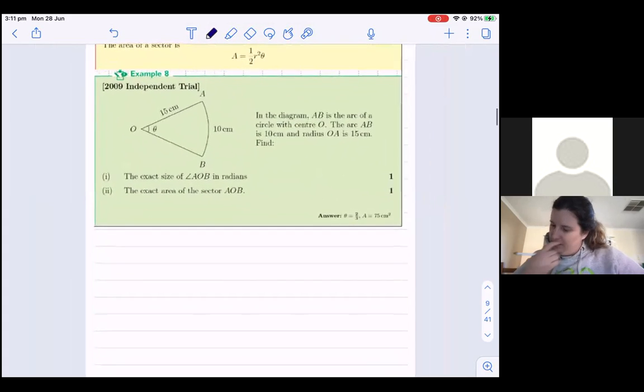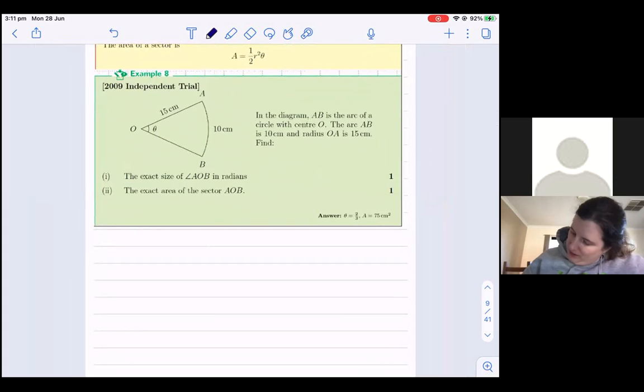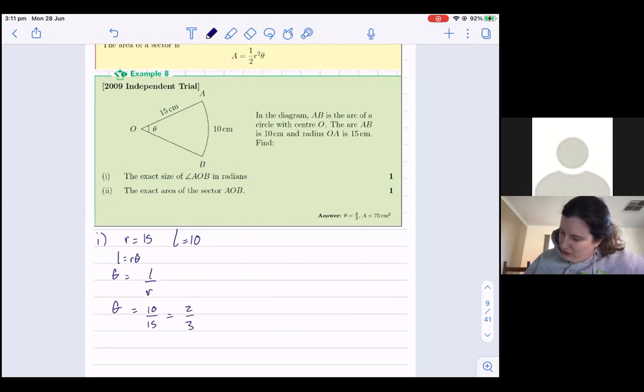Okay. Now we're trying to find out some information about the area of a sector. Okay. So we know our radius is 15. We know the arc length is 10. If we want to know this angle, we just have to do L equals R theta. So theta is the length over the radius. So we've got 10 on 15. So we've got 2/3 of a radian.